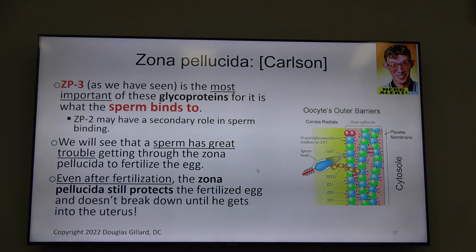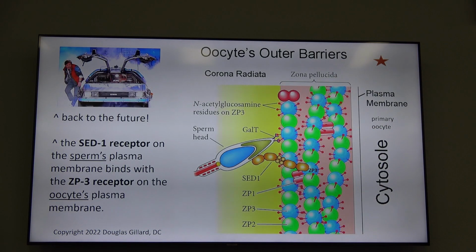All right, so even after fertilization, as I said, the zona pellucida stays around. It ovulates with the oocyte, and it goes inside mom's uterus with the oocyte, even the fertilized one with the sperm inside of it. So we don't get rid of it until the fertilized egg drops down into the uterus. So it sticks around for a really long time, really protects that egg.